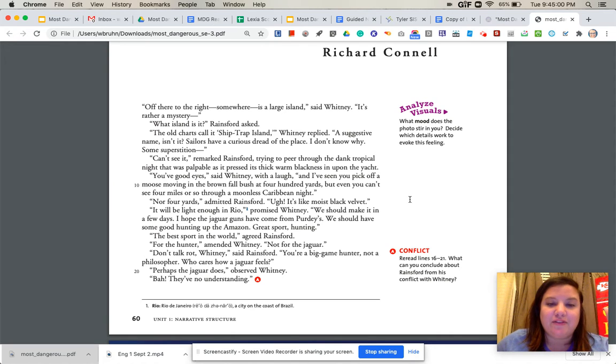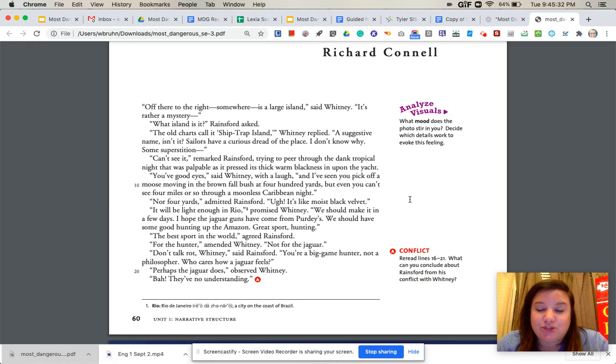It will be light enough in Rio, promised Whitney. We should make it in a few days. I hope the Jaguar guns have come from Purdy's. We should have some good hunting up the Amazon. Great sport hunting. The best sport in the world, agreed Rainsford. For the hunter, amended Whitney, not for the Jaguar. Don't talk rot, Whitney, said Rainsford. You're a big game hunter, not a philosopher. Who cares how a Jaguar feels? Perhaps the Jaguar does, observed Whitney. Bah, they've no understanding. Okay, so let's stop there because we have a question.